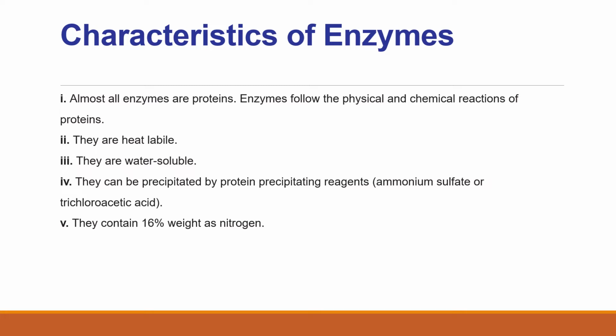Number three, they are water soluble. Number four, they are precipitated by protein precipitating agents. So that means that this is also a form of denaturation. By adding certain acids or alkaline solutions or even salts, it can lead to precipitation of enzymes. So that is still denaturation. And they are about 16% nitrogen.